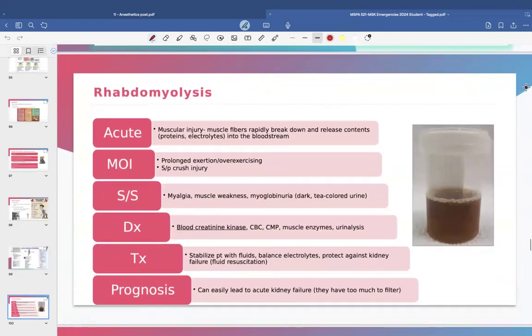Acute lumbar disc herniation, the most common cause. Anytime you see most common cause, start there.